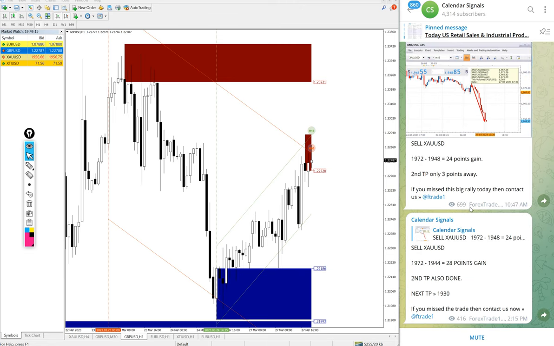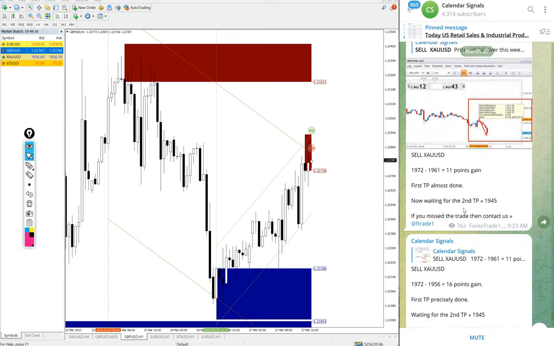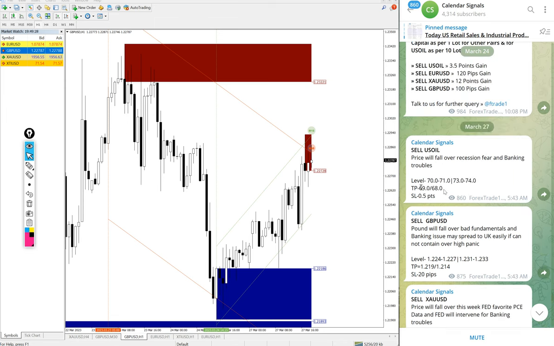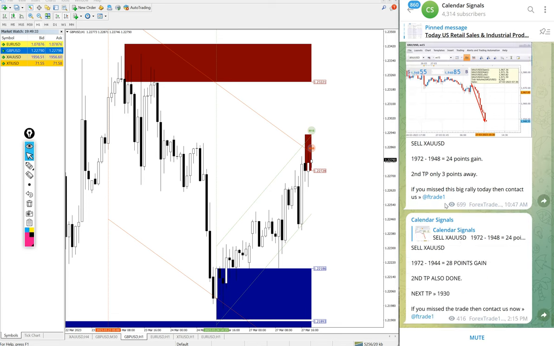So on the oil signal, even if the SL is hit, that is easily digested given the 28 points huge profit on gold. This 0.5 point SL on oil, that loss is easily digested. That is the performance of today's calendar signal.